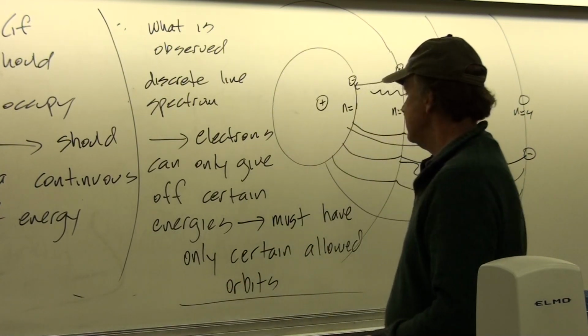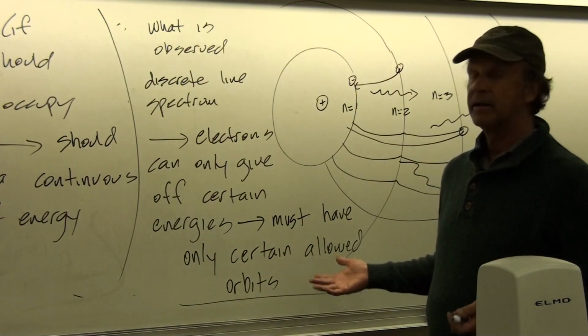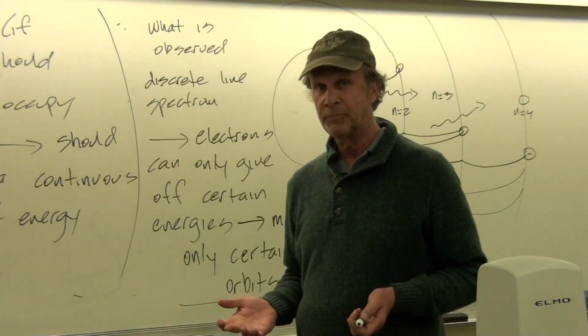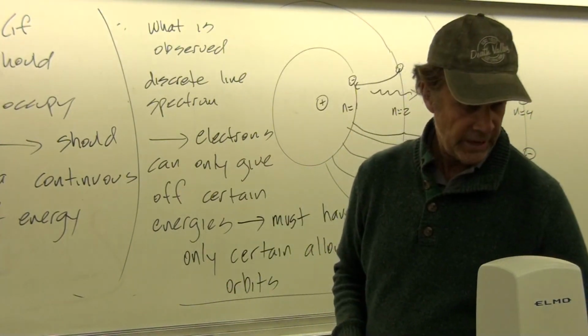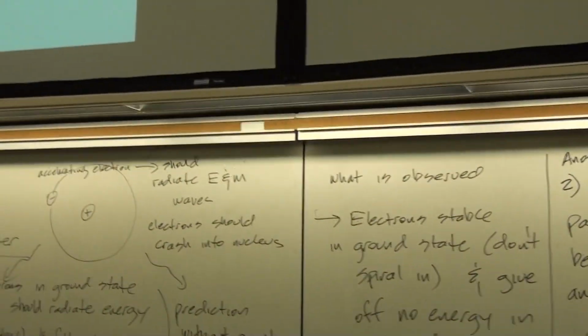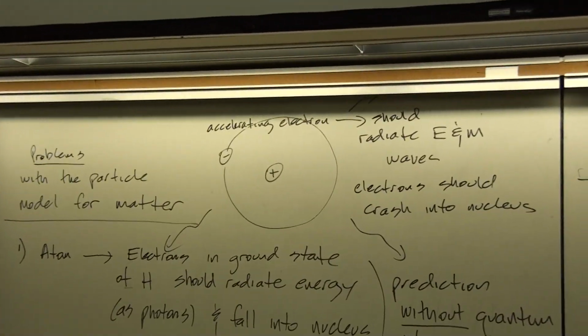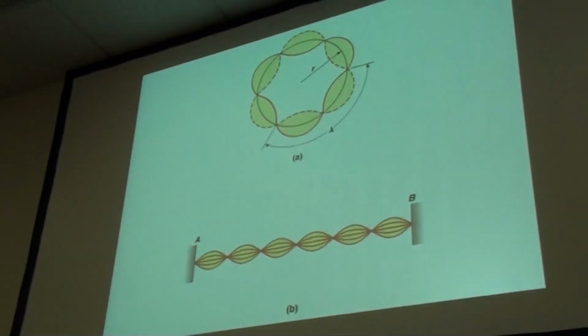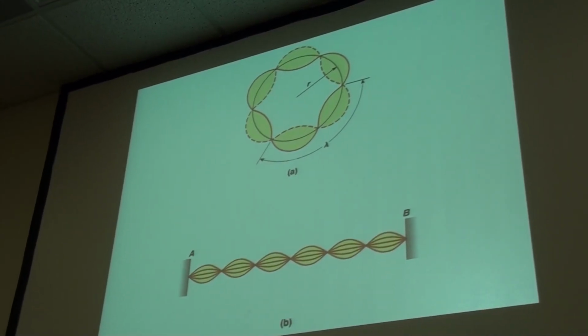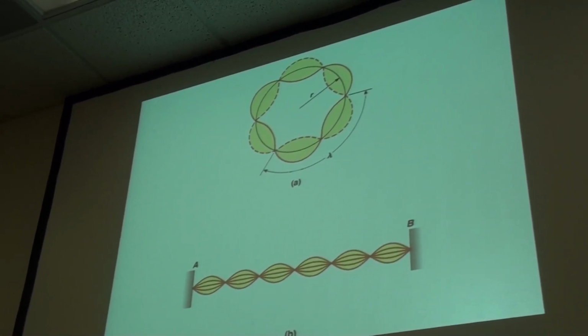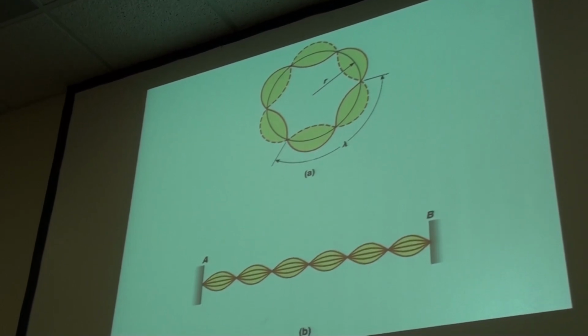Now, the particle model is not helping us one bit here, but what if we went to a wave model? Then what might we come up with? Well, you could imagine, if we look up at the data projector, that we could have a constructive interference between similar waves that move in opposite directions.